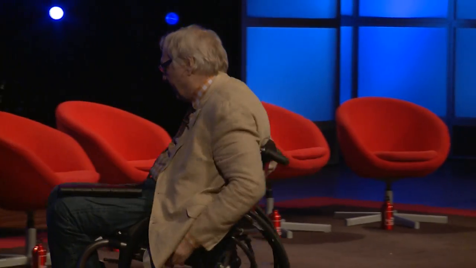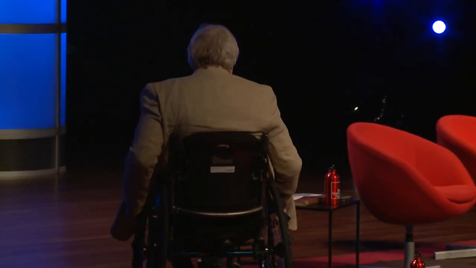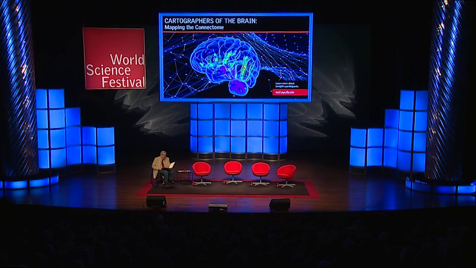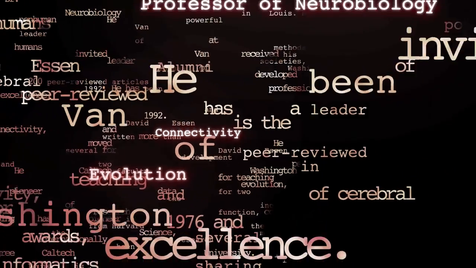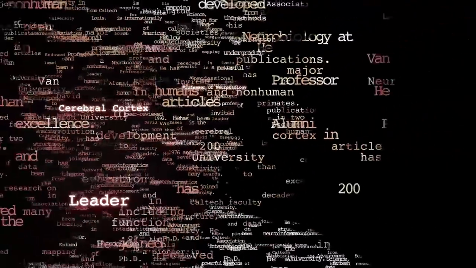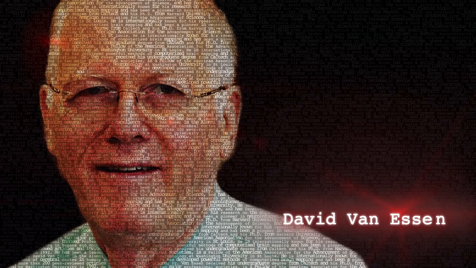We are going to have the most wonderful scientists in the world talk to us about their experience with mapping, with map making, with map conceptualizing, with brain understanding. So our first guest is a professor of neurobiology at Washington University in St. Louis, principal investigator for the Human Connectome Project. A fellow of the American Association for the Advancement of Science, he's internationally known for his research on the structure, function, connectivity, evolution, and development of cerebral cortex in humans and non-human primates. Please welcome David Van Essen.